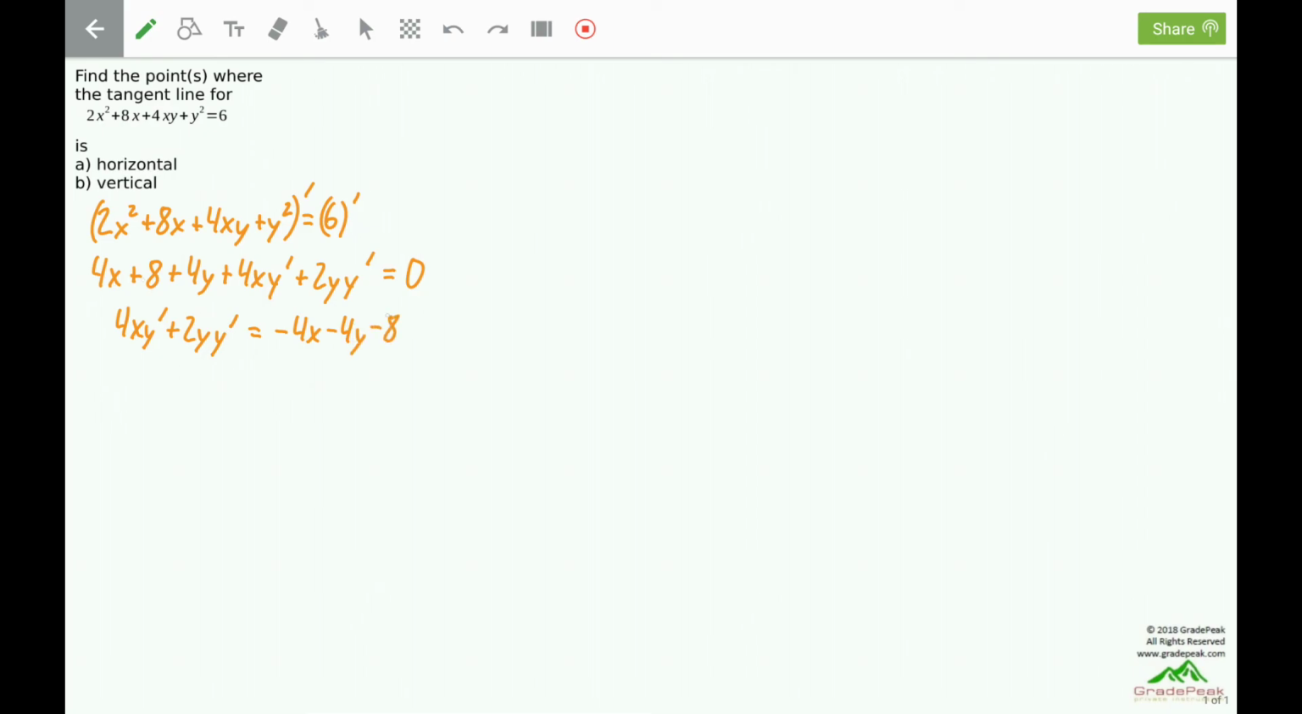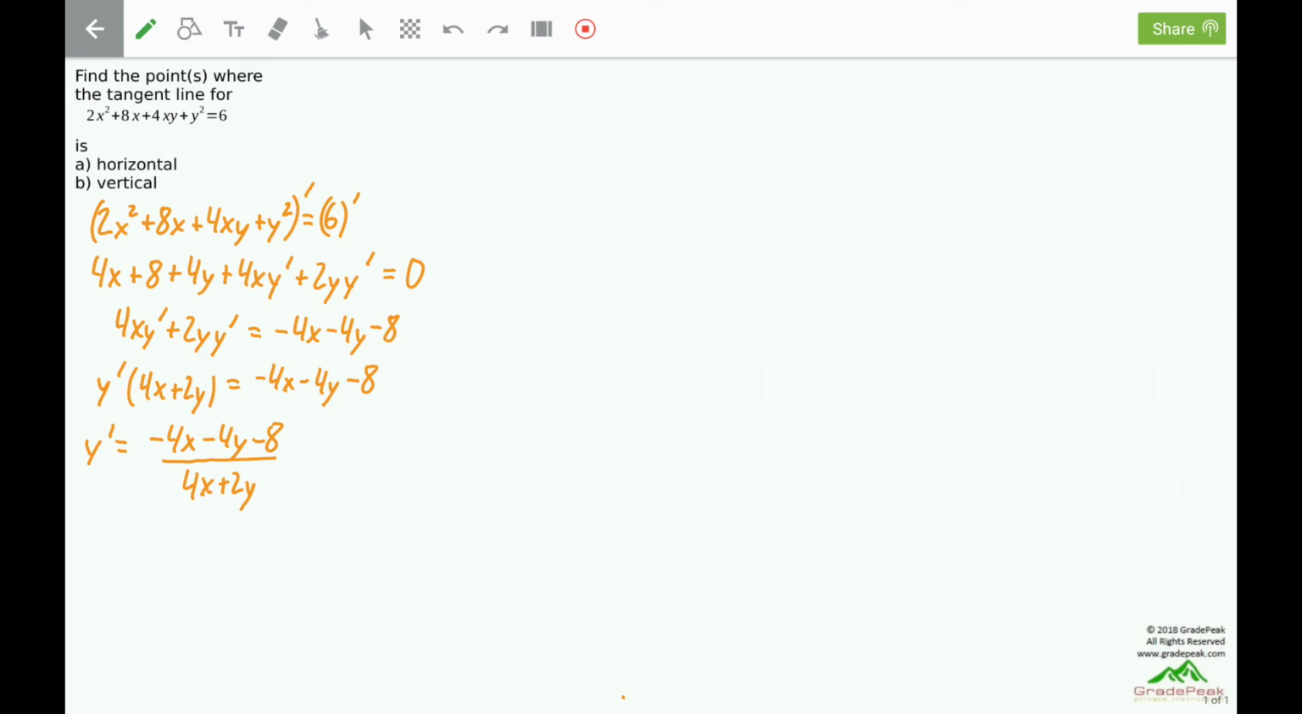We can factor a y prime out, which will leave us with a 4x plus 2y equals the negative 4x minus 4y minus 8. And to solve for y prime, we can divide both sides by what's inside of the parentheses on the left side, giving us negative 4x minus 4y minus 8 over 4x plus 2y.